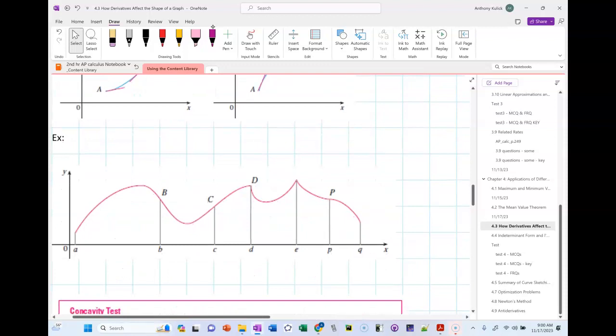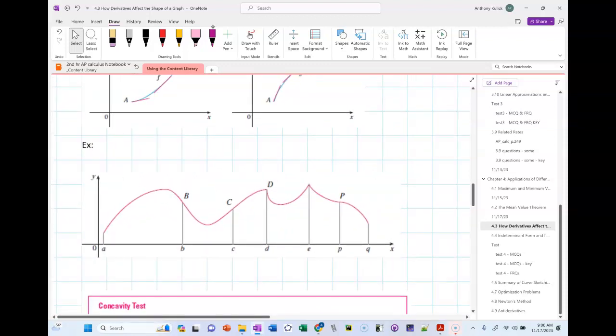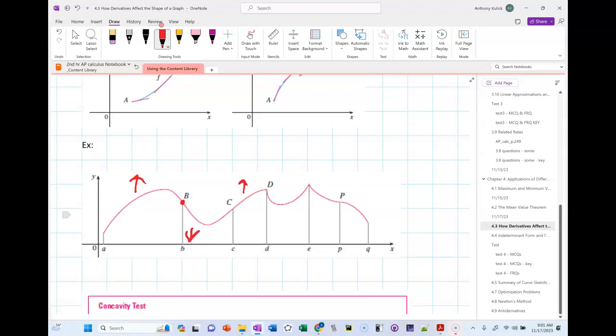So if I look at this piece here, we are concave up from A to B, and here we switch to concave down. And then here we switch to concave up again, switch to concave down, still concave down, and then switch to concave up. These points where we switch concavity between concave up and concave down have a special name. We're going to call those inflection points.